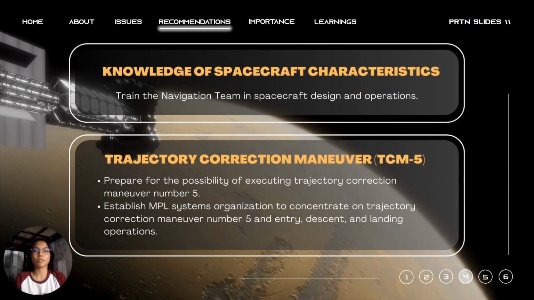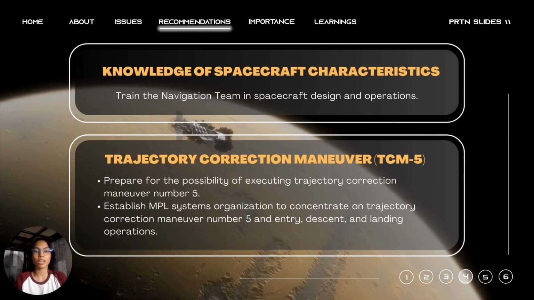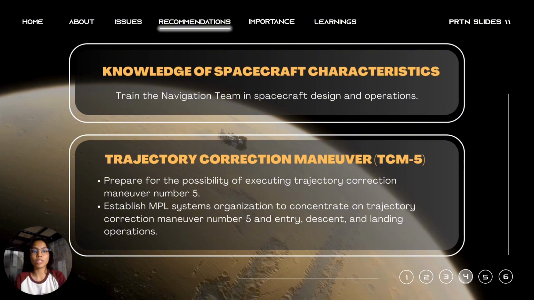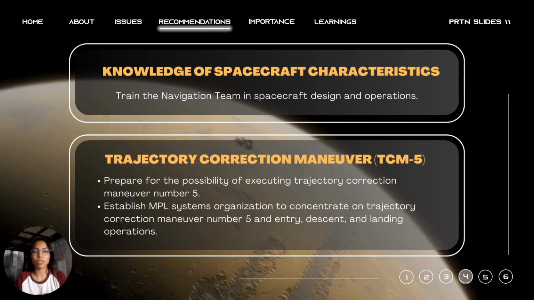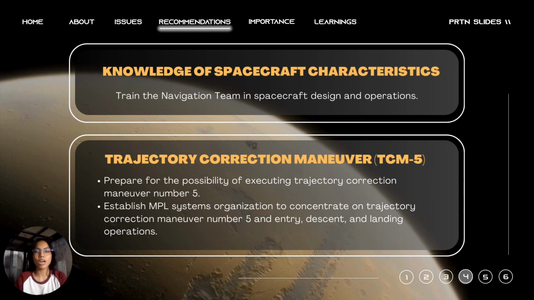Knowledge of spacecraft characteristics. Train the navigation team in spacecraft design and operations. Conduct team training on attitude subsystems and other factors affecting navigation accuracy. Face-to-face meetings with spacecraft development and operations teams are suggested.